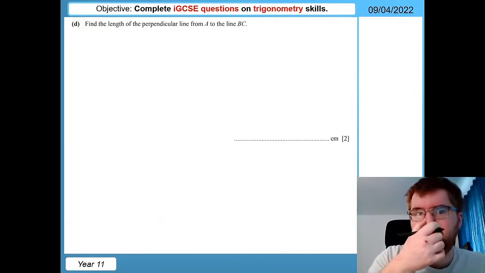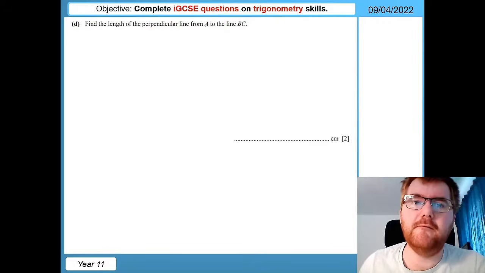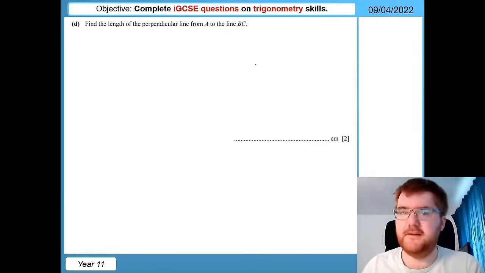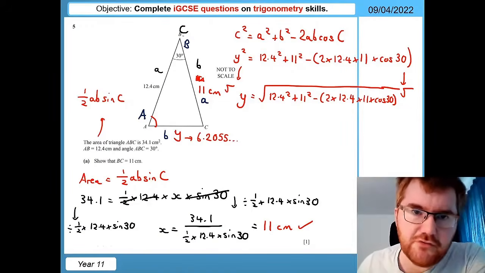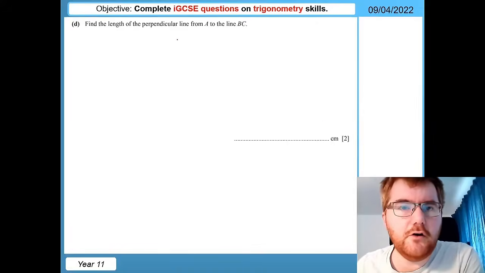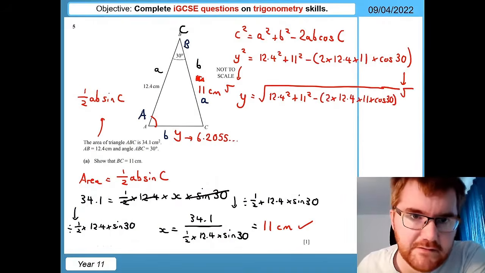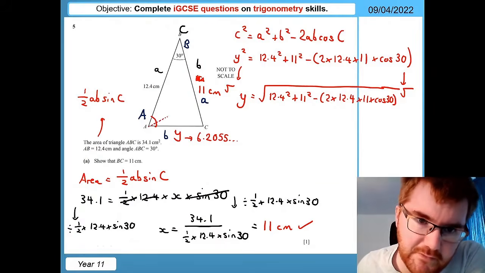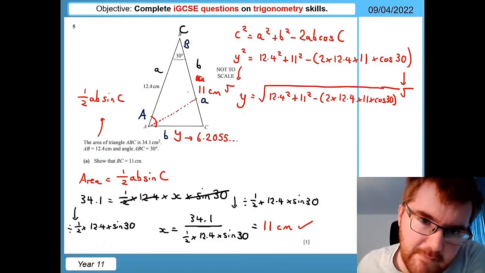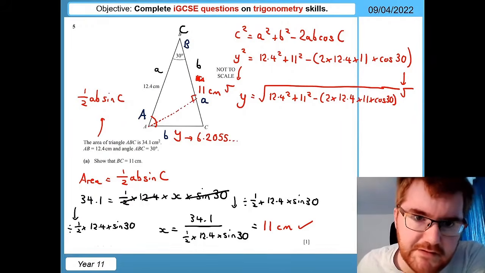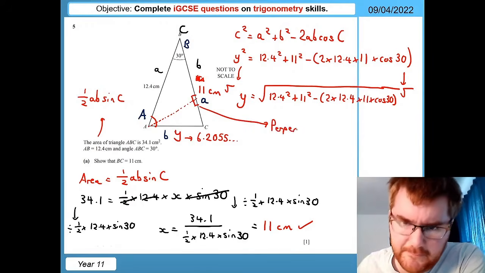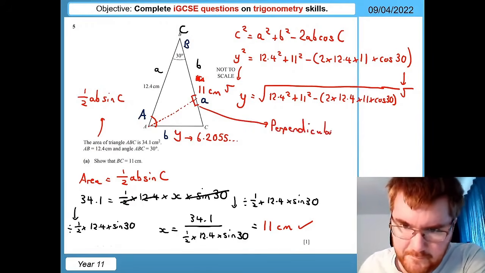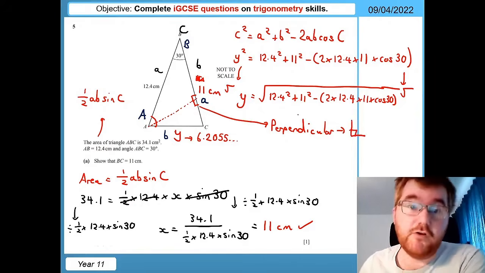And my last question is to find the length of the perpendicular line from A to the line BC. So this is a slightly different kind of question here. So let's go back to my diagram. So imagine I drop a perpendicular line from A to the line BC. So this is what they mean. Imagine this is perpendicular. Now, as soon as you see that word perpendicular, you know that there are right angles there. So perpendicular, diagram's getting a bit messy now, basically means they meet at a right angle.